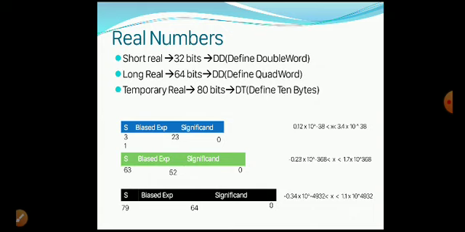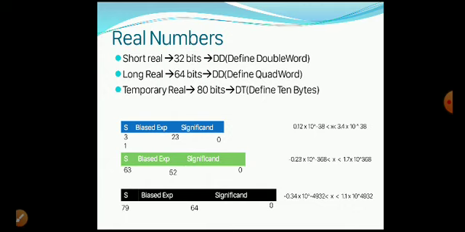Next, the last format is the real number data types. Again, according to how many bits we can represent, it is categorized as short, long and temporary real. Short means it is 32 bit, that is a double word. Long real means it is 64 bit, this is called a quad word. And temporary real is 80 bit, which is 10 bytes.